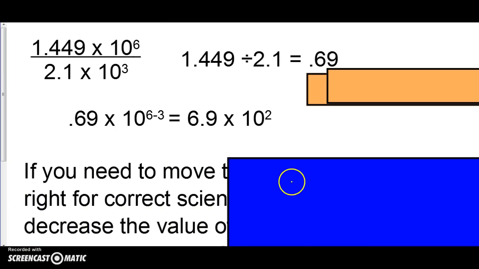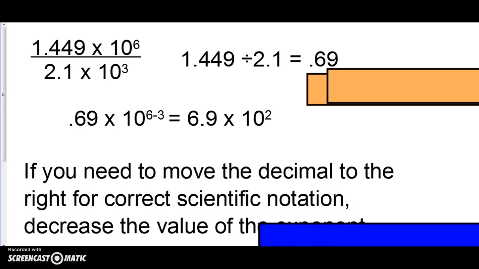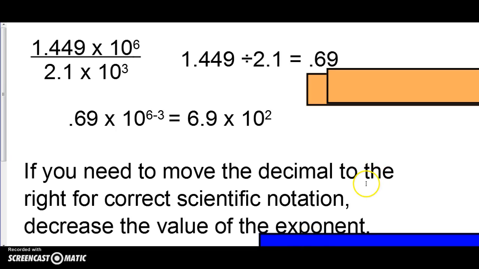If you need to move the decimal to the right for correct scientific notation, decrease the value of the exponent. That you will definitely want in your notes because you will have problems like that in your homework.